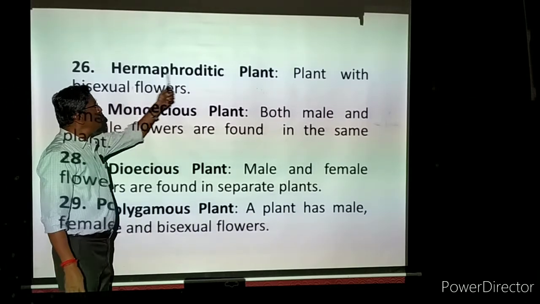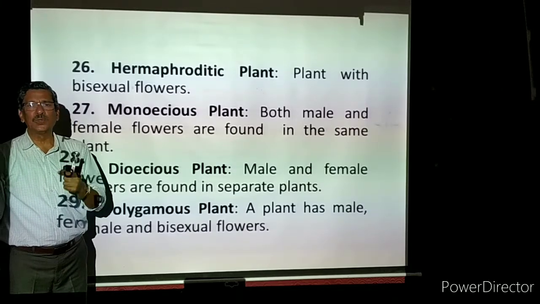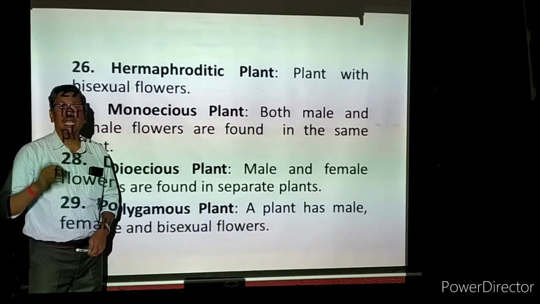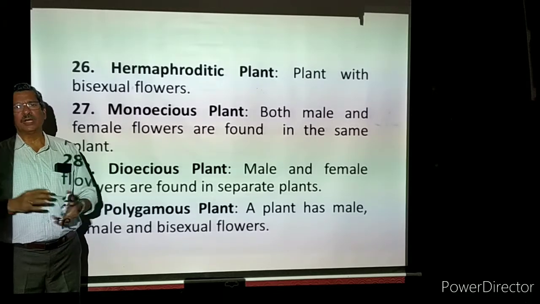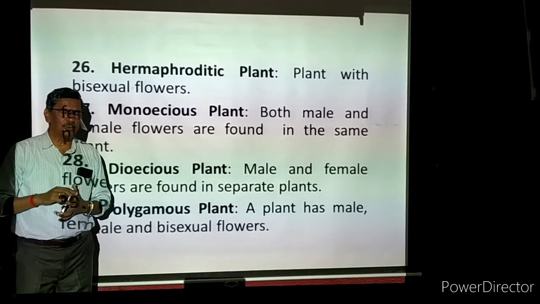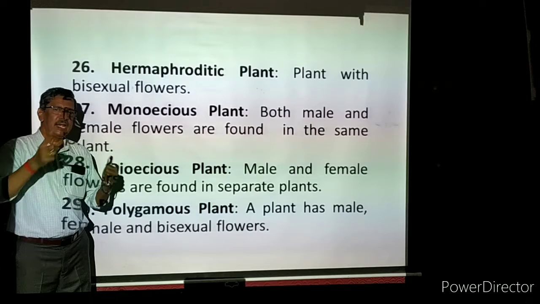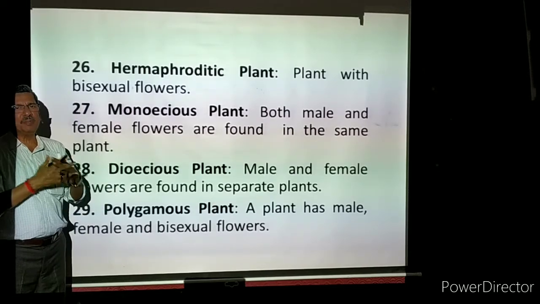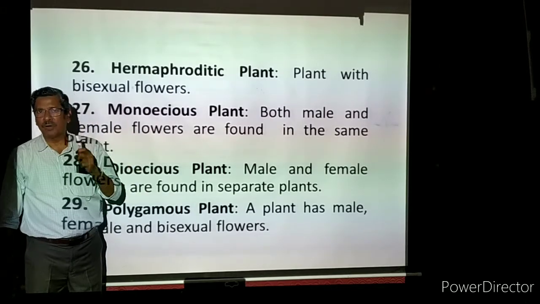Hermaphrodite is a general term we use in zoology very often. In lower classes, you might have studied what a hermaphrodite animal is. In the lower organisms, invertebrate animals, animals without backbone, some animals, not all, have both a male reproductive system and a female reproductive system in one animal. So we cannot say that animal is male or female. It is a combination of both. That only we are calling a hermaphrodite.